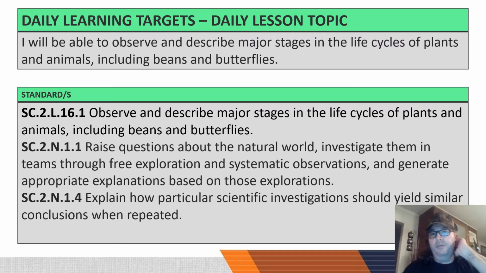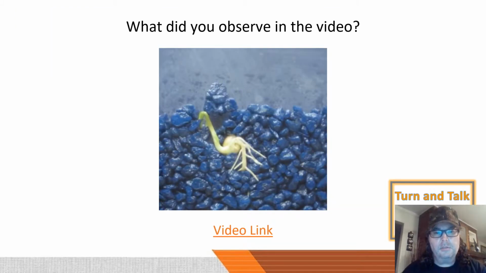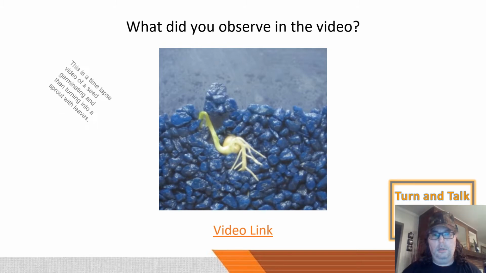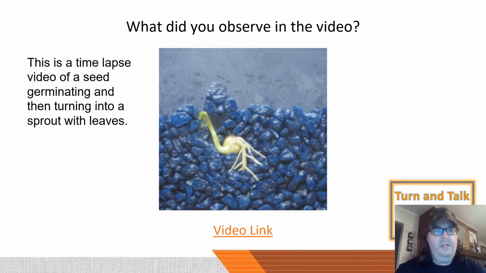I will be able to observe and describe major stages in the life cycle of plants and animals, including bees and butterflies. Sounds familiar. What is the object in the video? Time lapse of a seed germinating, turning into a sprout. Let's see if I can get this video to play or not. It does not like me anymore. So that's germinating. It's starting. That's a seed in the middle there, and it's starting to grow its parts. Its root, its stem, its everything.